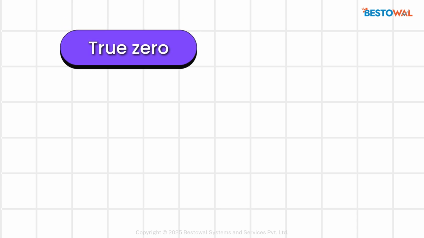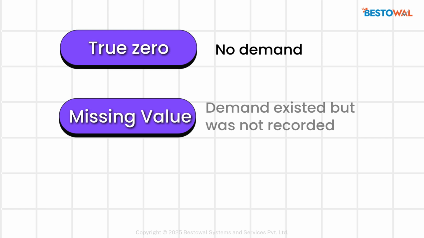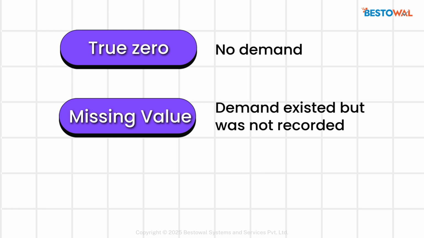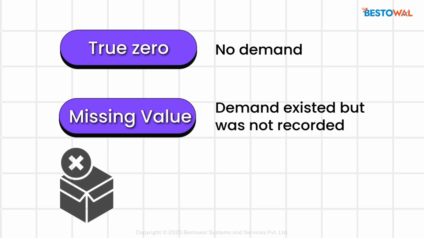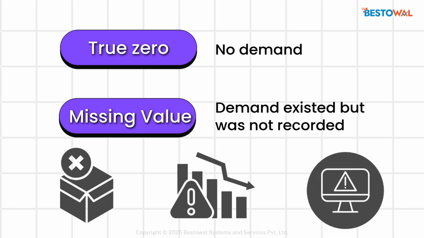A true zero means there was genuinely no demand. A missing value often means demand existed but was not recorded, due to stockouts, data load failures, or system issues. SAP IBP doesn't automatically know the difference. This distinction must come from business rules. So, if we blindly treat all zeros as missing, that could distort demand? Exactly. Overcorrecting can be just as harmful as not correcting at all.